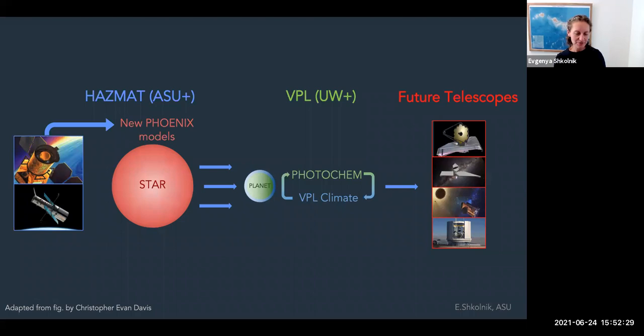And that's work being led by VPL, the VPL group run by Vicki Meadows and her team at University of Washington, and they do photochemical modeling and climate modeling of these planets. And then we will have actual spectra, good model spectra that are irradiated by actual empirically guided stellar data, in order to interpret the spectra we hope to get back from future missions, like JWST, LUVOIR, HABEX, and even the ground-based extremely large telescopes. So that's kind of the HAZMAT program in a nutshell.